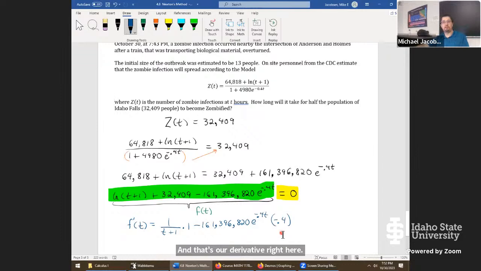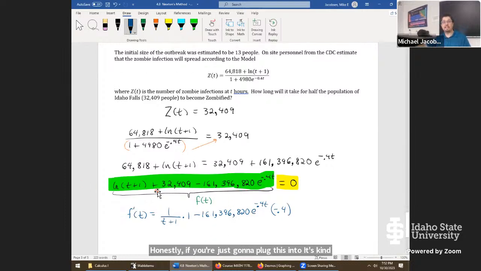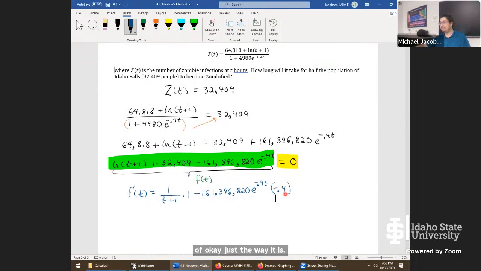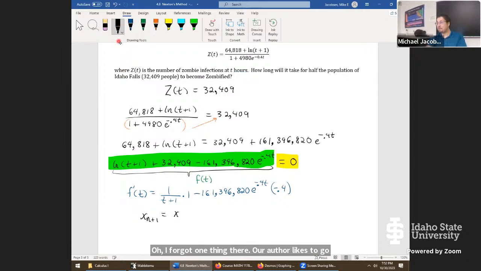Ordinarily, I'd probably simplify it a little bit more, but honestly, if you're just going to plug this into Newton's formula, it's kind of okay just the way it is. So I'll leave it right in that expression and not trouble over unnecessary multiplications that is only increasing my odds of making a simple mistake. Instead, write xn equals, oh, I forgot one thing there. Our author likes to go xn plus 1 equals xn. Some books you might see an xn here, xn minus 1, but we go it this way as per our author.